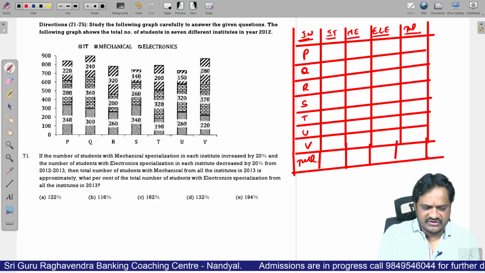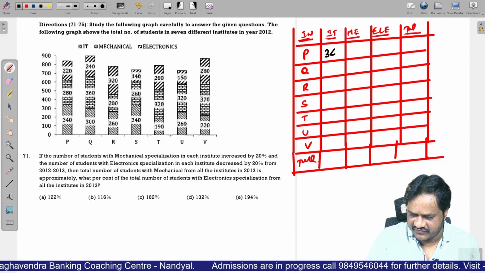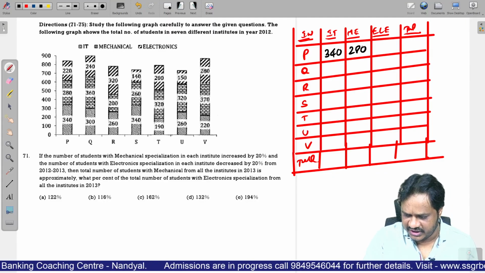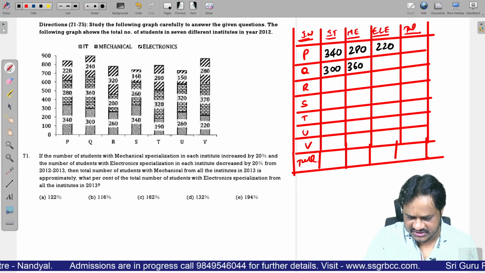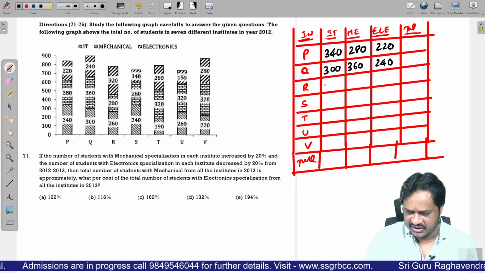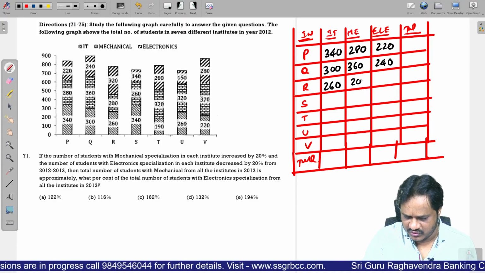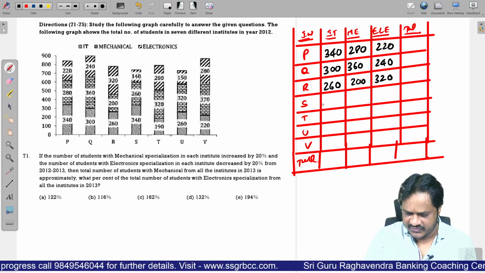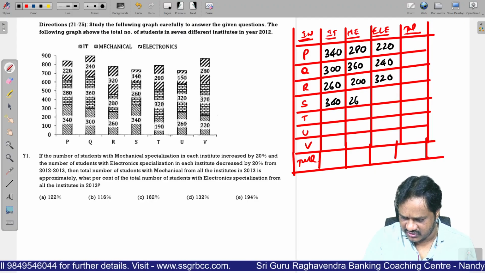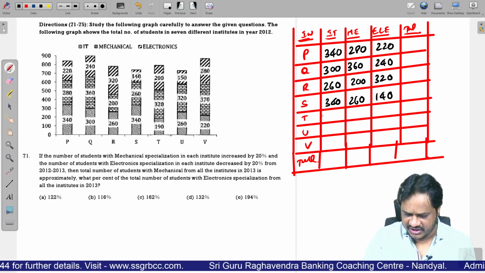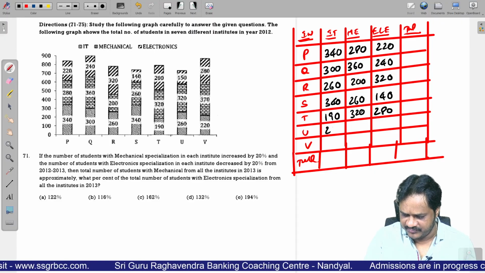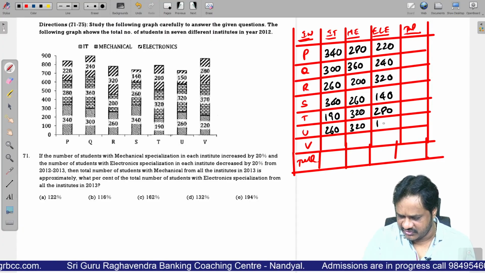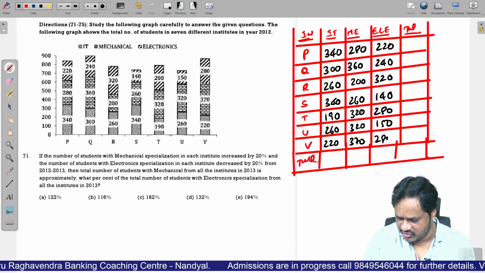Okay, write down the values first. P, 340, 280, 220. Then 300, 360, 240. Then 260, 200, 320. Then 340, 260, 140, 190, 320, 280, 260, 320, 150, 220, 370, 280.